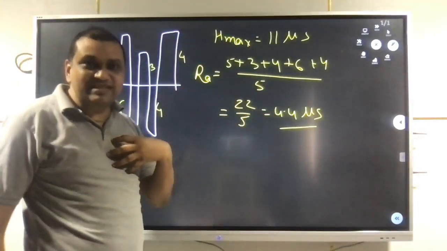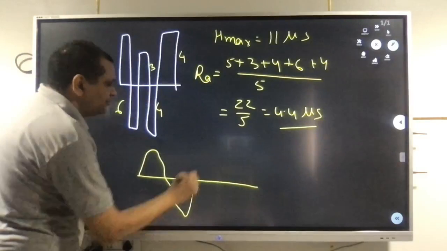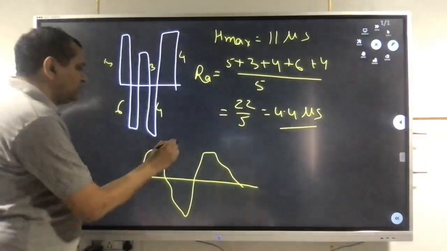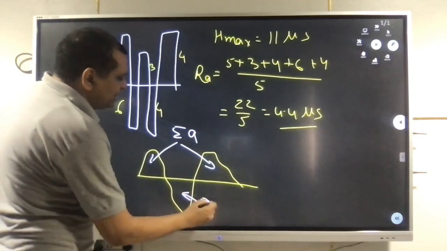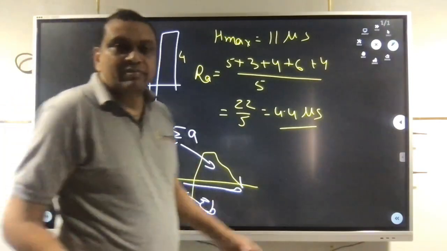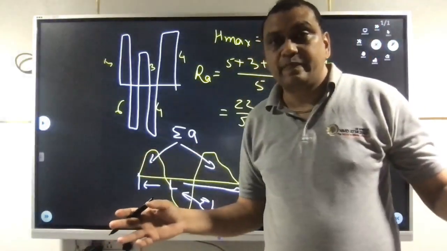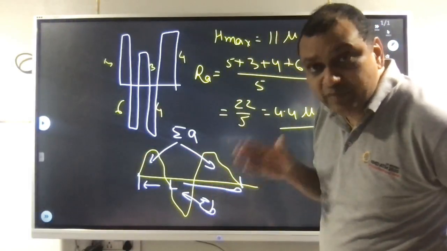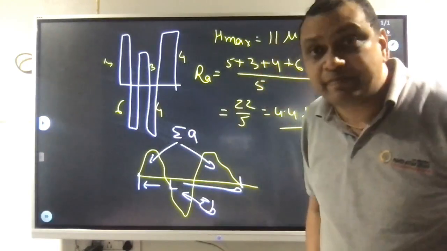So try to digest this thing. Now suppose these types of things are given to you. Total area above the line is summation A. Total area below the line is summation B. And let us say L is the cutoff length. When the cutoff length or sampling length is the same as the mean line, then summation A and summation B will be the same.